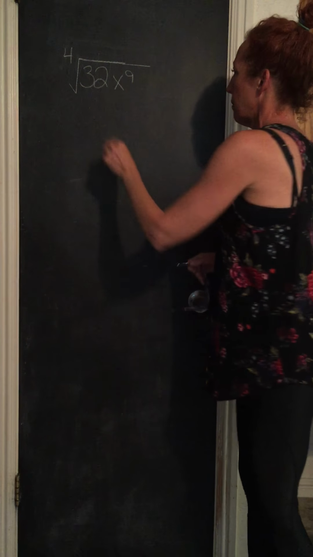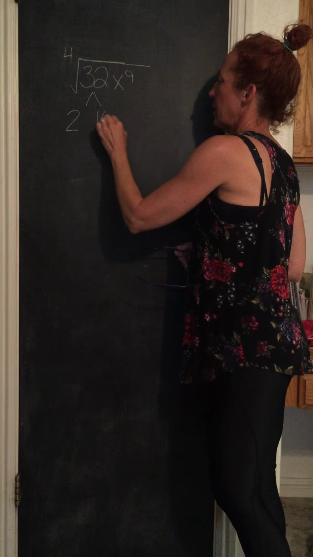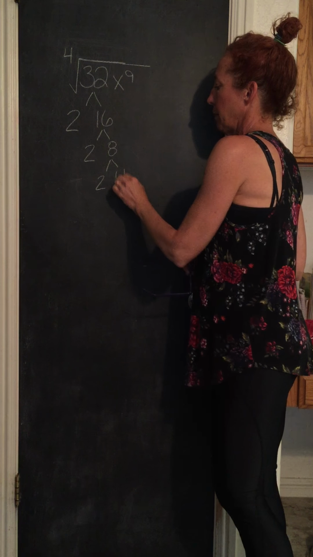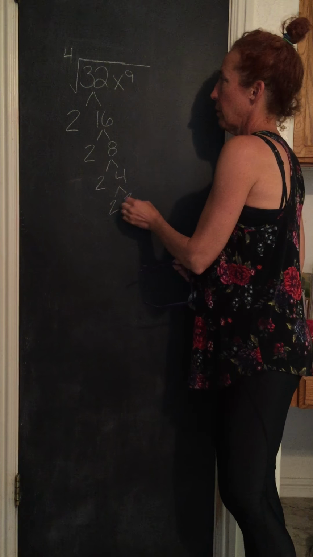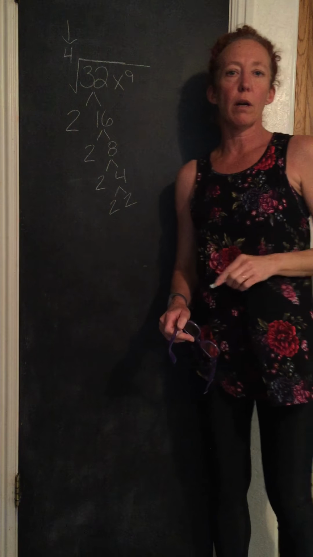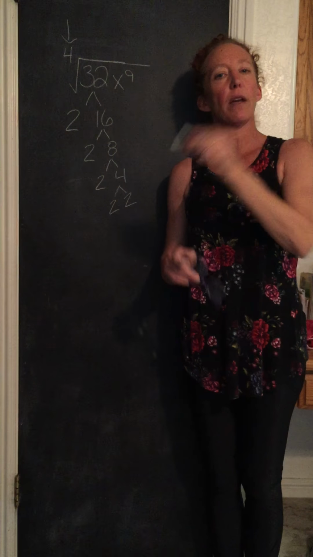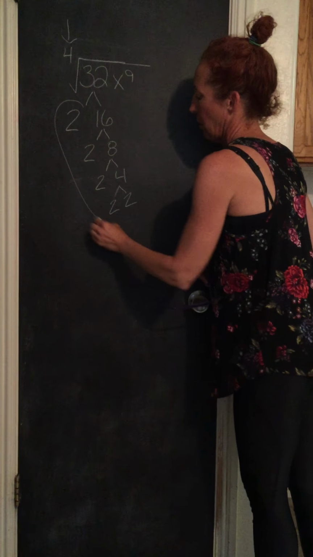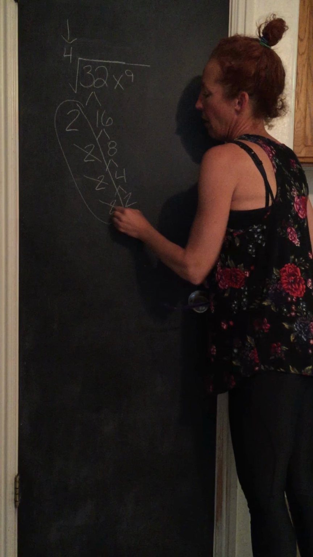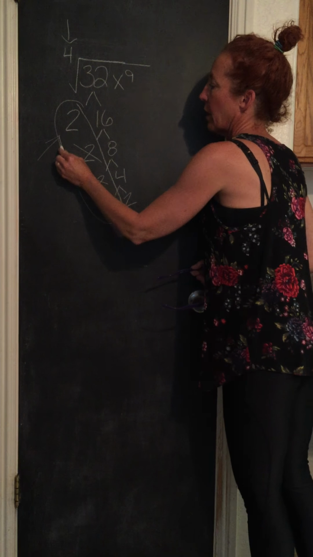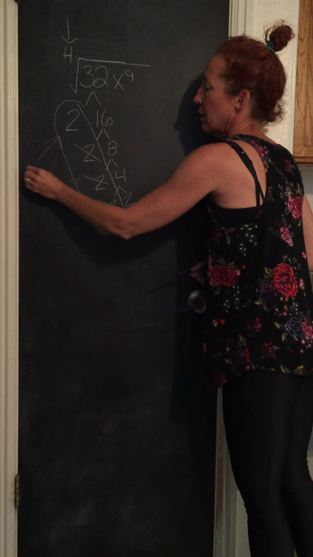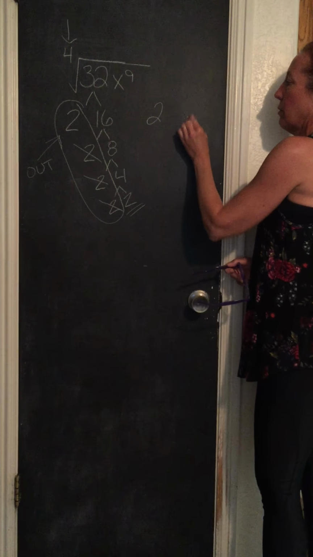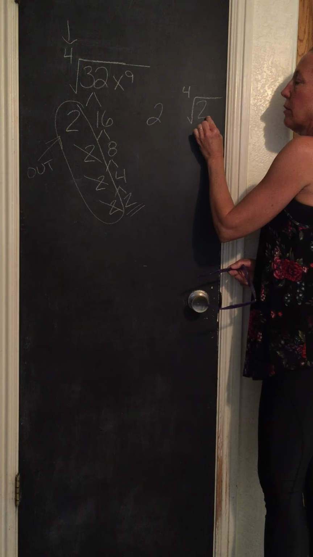Step 1, break it down. 2 times 16, 2 and 8, 2 and 4, 2 and 2. We need groups of 4, and 3 of them will cancel. So everything always gets crossed off except for a singular number. I need to circle all 4 of these 2's, and 3 of them cross out because only one of them is going to break out of that radical. So that one's out, and that one's in. So it becomes 2 times the 4th root of 2.